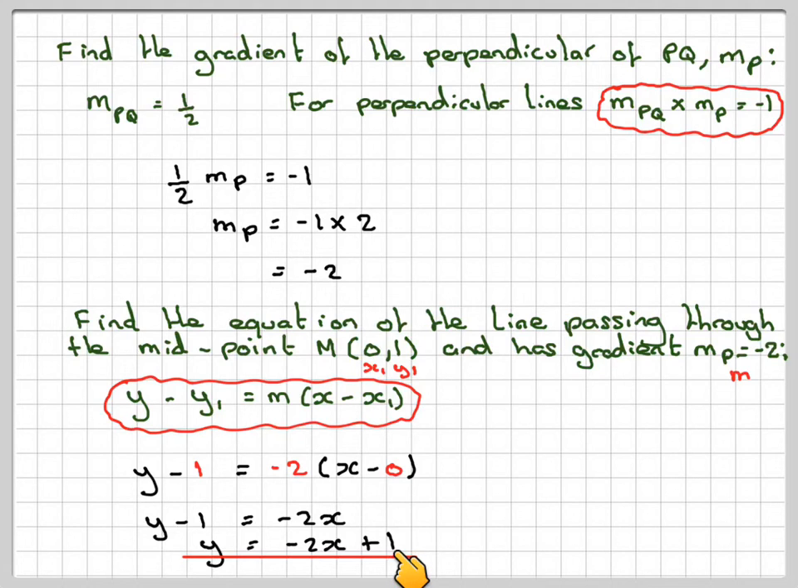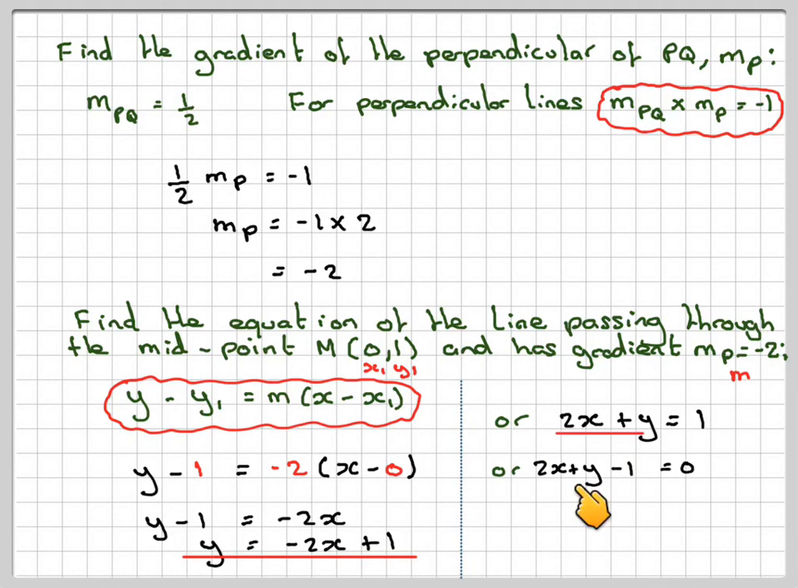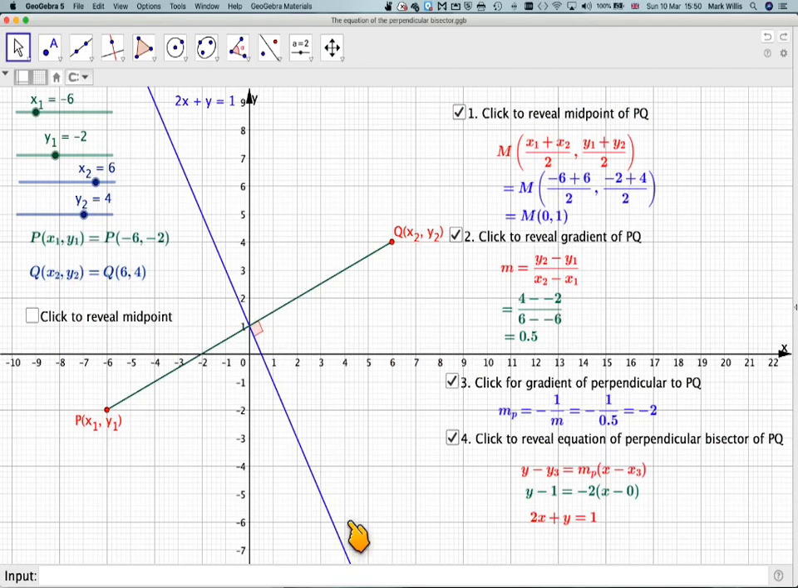So this is the form y is equal to mx plus c. There are alternative ways of writing this. If I add 2x to both sides, I get 2x plus y is equal to 1, or 2x plus y minus 1 is equal to 0. These are all different formats, and all of them would be correct. If we go back to the GeoGebra applet, we can see we have found the equation of this line. This is what we have actually done. If you are graphing this using some software, you have to make sure that your axes are equal aspect, otherwise the lines won't look like they are perpendicular to each other.